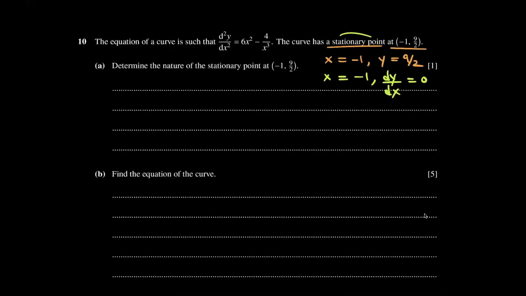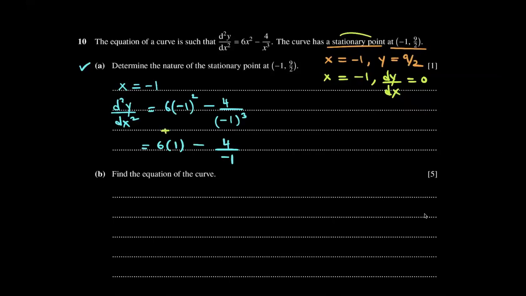And what are they asking in the first part? Determine the nature. When x is -1, d²y over dx² is 6 into (-1)² - 4 over (-1)³. This is 6 into 1 - 4 over -1. This is positive because of this. So therefore, if the second derivative is positive, it's a minimum point. That is what we are looking for. We are not interested in the value as such. We can observe very clearly that it will turn out to be positive. If the second derivative is positive, it's a minimum point. That is the first part.